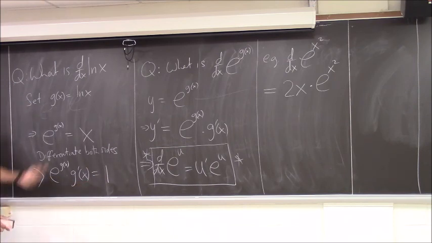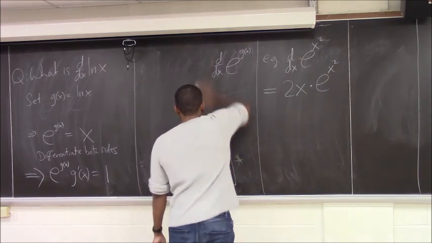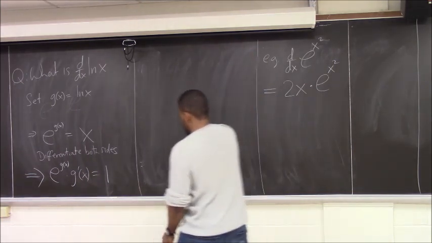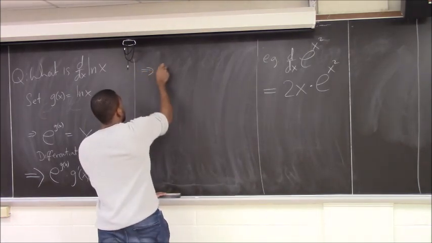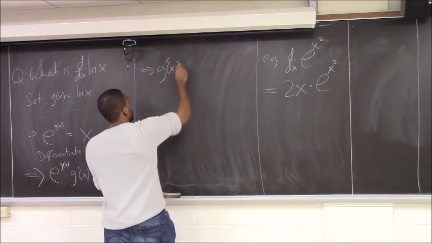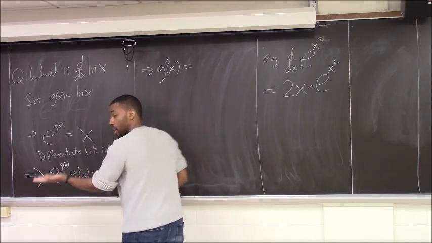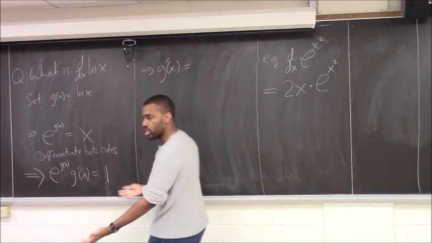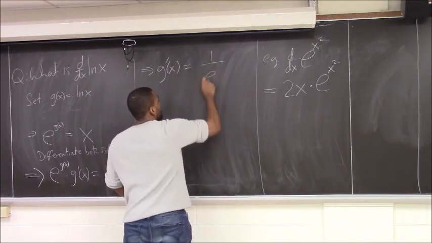And so now, the goal is to find g prime. So I'm just going to solve for g prime. So this would mean that g prime of x is, I can just divide both sides by e to the g of x. I don't have to worry because the exponential we know is never 0. So I can divide both sides by that. And so that's 1 over e to the g of x.